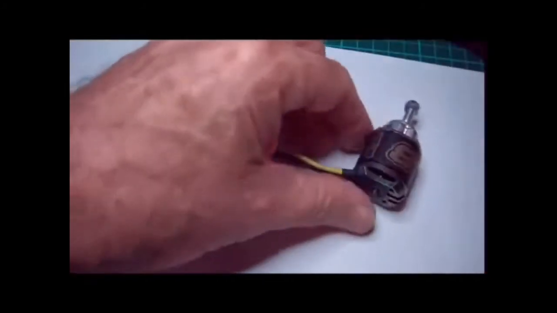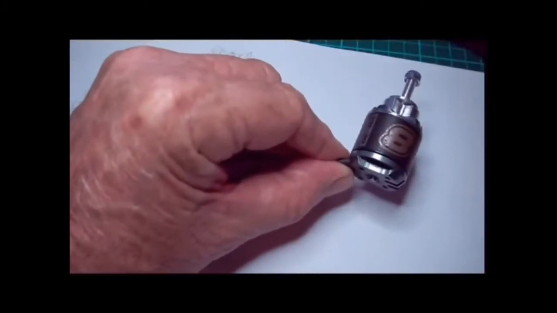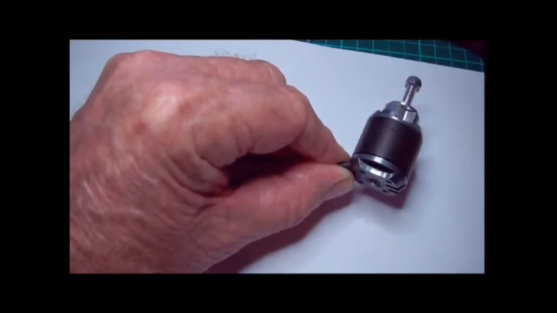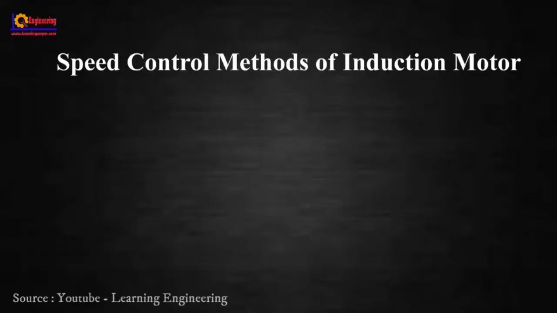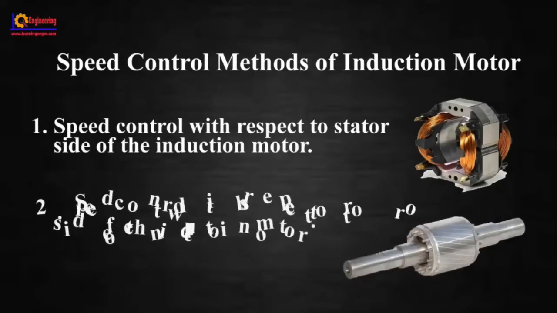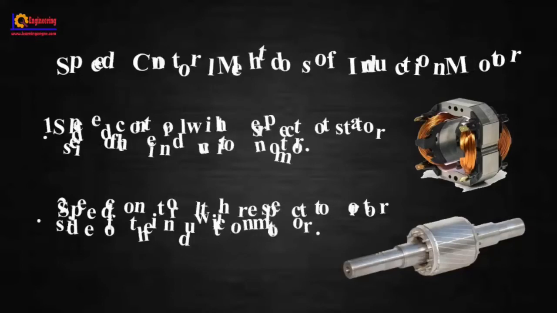We can notice the motor is now turning in another direction, which is clockwise. It is as simple as that. How about the speed control of the motor? The speed of an induction motor can be controlled by two methods. First, speed control with respect to the stator side of the induction motor. Second, speed control with respect to the rotor.